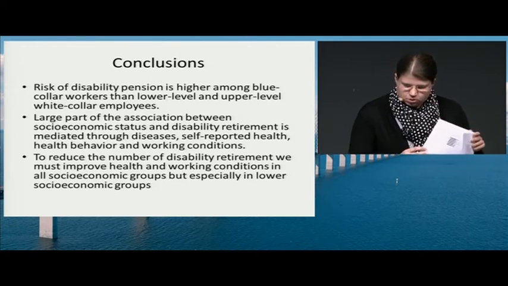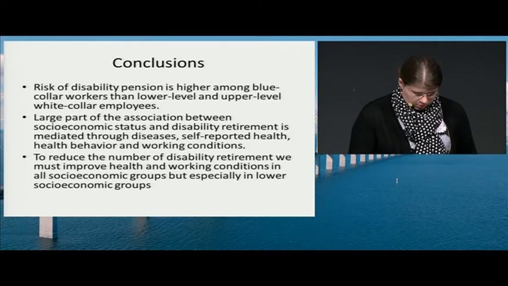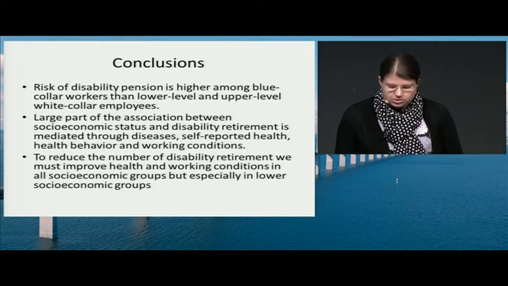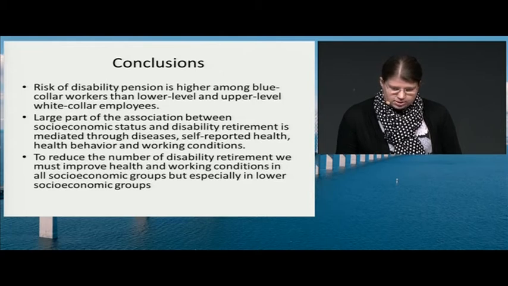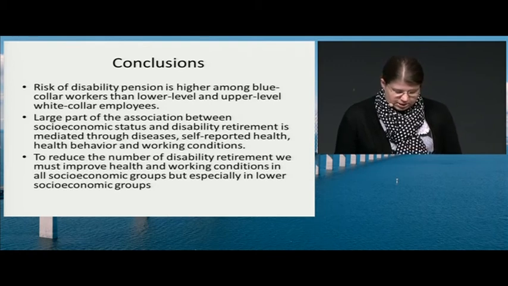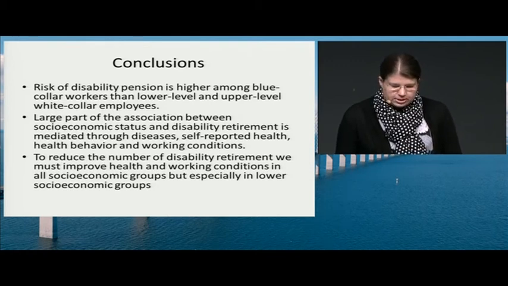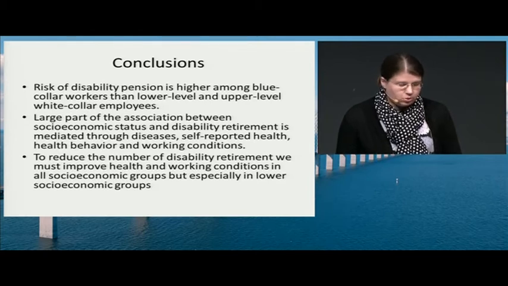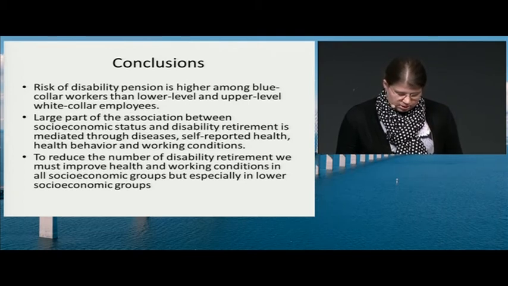And then conclusions. We see that risk of disability pension is higher among blue-collar workers than lower-level and upper-level white-collar employees. A large part of the association between socioeconomic status and disability retirement is mediated through diseases, self-reported health behavior, and working conditions. And we see that the working conditions effect was most powerful.